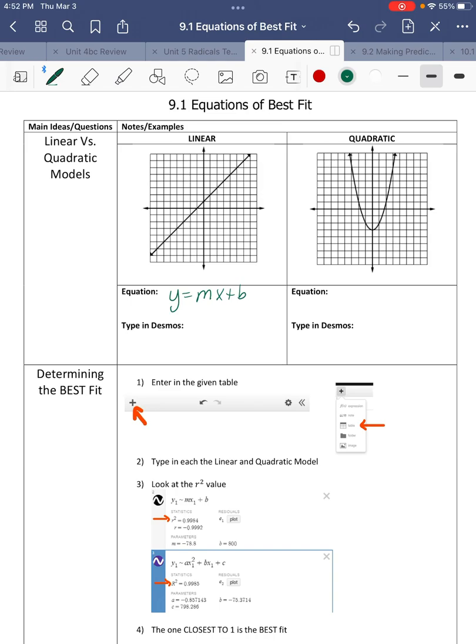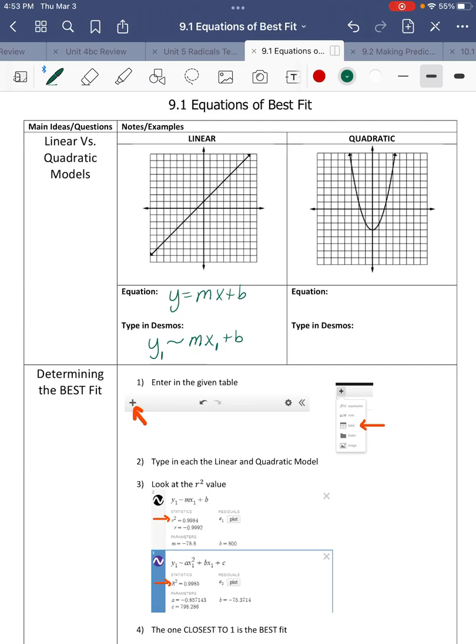To type it in Desmos, though, we can't just type in y equals mx plus b. So when we're finding the line of best fit, or the equation of best fit, we are going to type in y sub 1, and I'll show you how to do this. Little squiggly line, not the equals, mx sub 1 plus b. So that's what we'll type into Desmos when time comes.